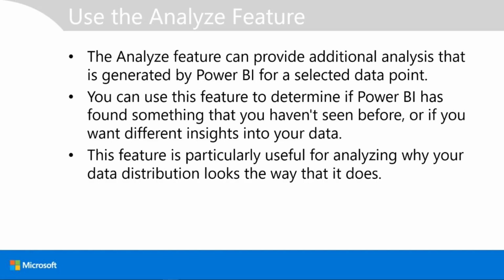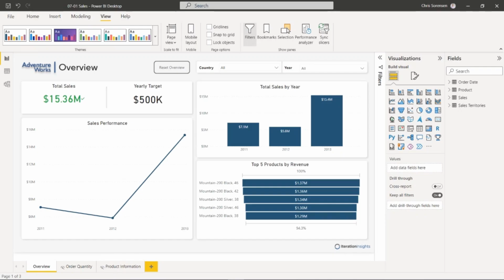In this sublesson, we're going to use the Analyze feature in Power BI. The Analyze feature can provide additional analysis that is generated by Power BI for a selected data point. You can use this feature to determine if Power BI has found something that you haven't seen before, or if you want different insights into your data. This feature is particularly useful for analyzing why your data distribution looks the way it does. So let's go to the Power BI desktop and take a look.